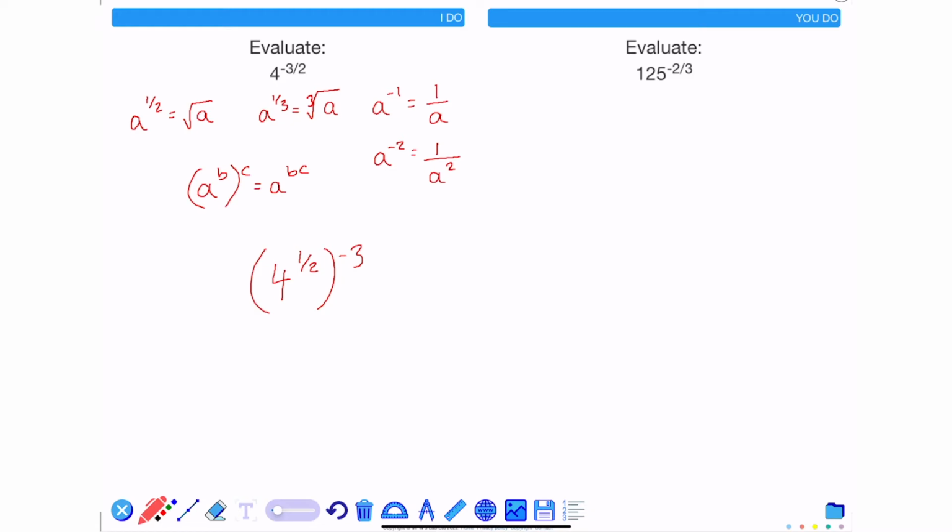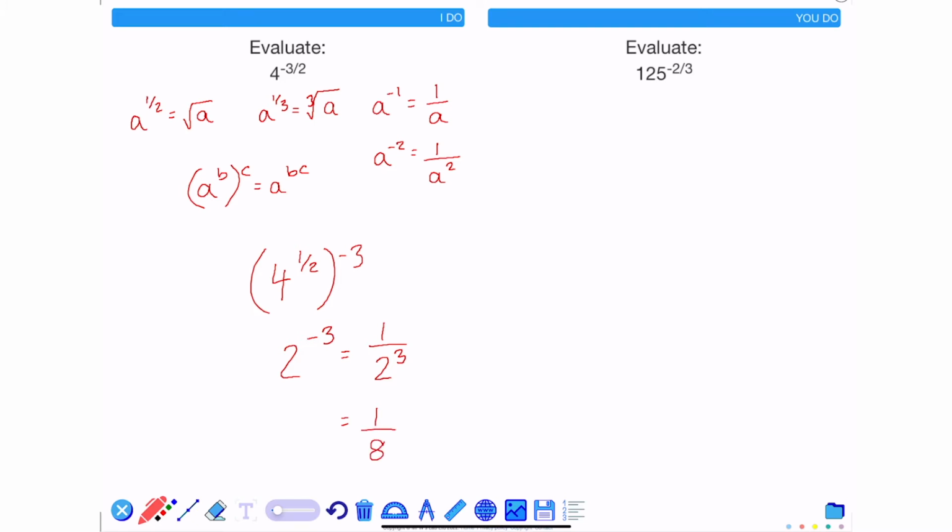Taking the square root of 4 is 2, so I now have 2 to the power of -3. As we saw above, if I've got a negative power, this means 1 over, and in this case 2 cubed. 2 cubed is 8, so my final answer is 1 over 8.